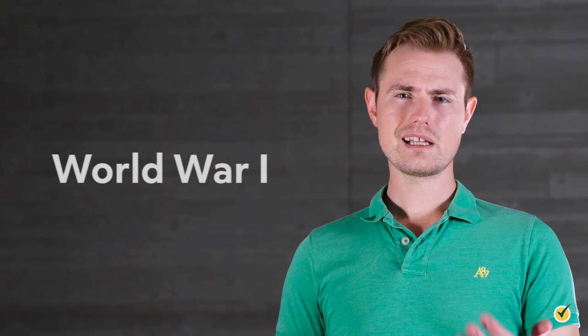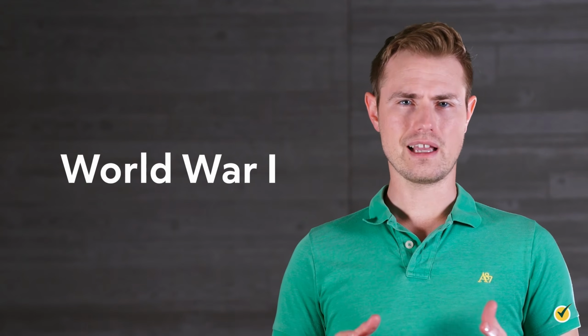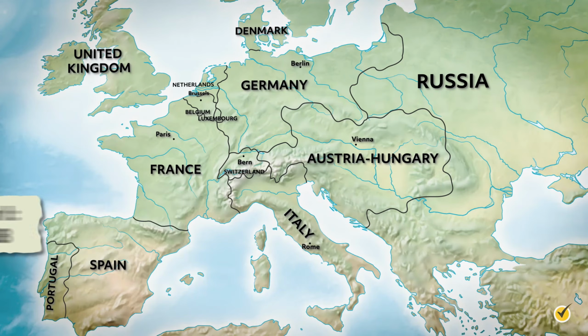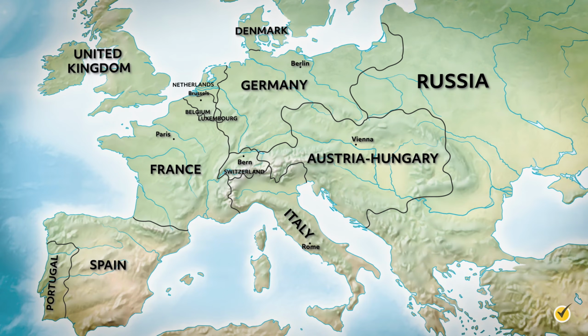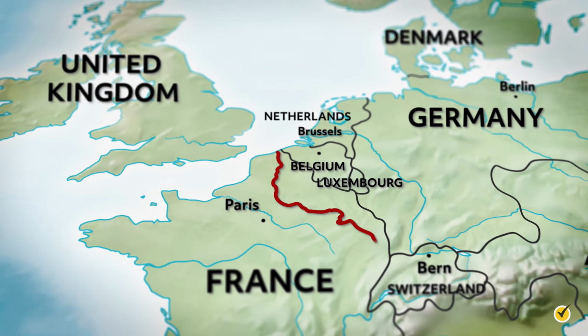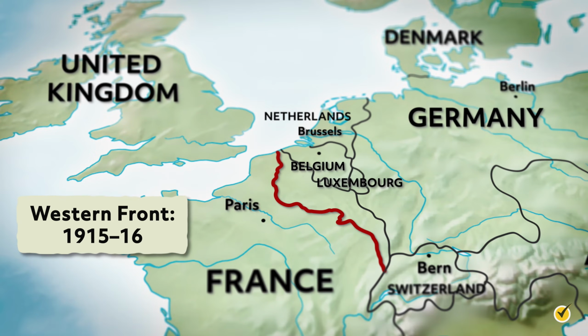To begin, let's quickly remind ourselves of the highlights of World War I. Put simply, the world's major powers fought a grueling war of attrition from 1914 to 1918. It was a global conflict, but the most important theater of the war was the Western Front. Two opposing lines of trenches stretched across Western Europe.